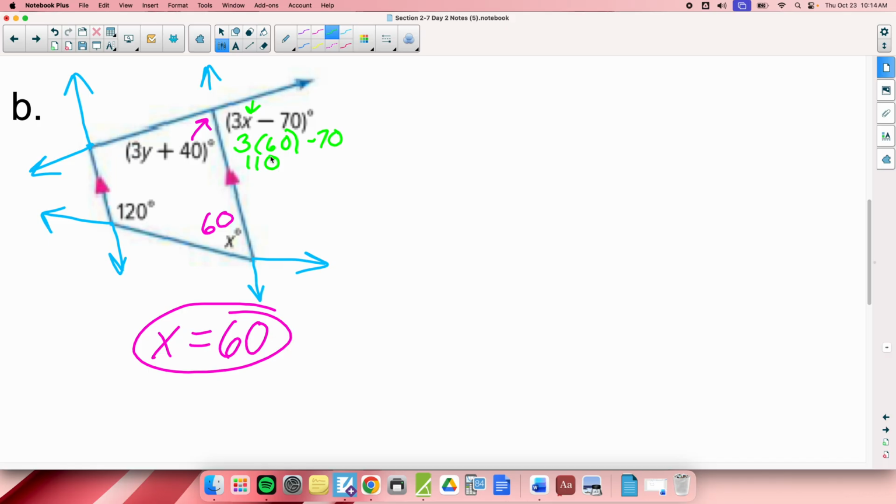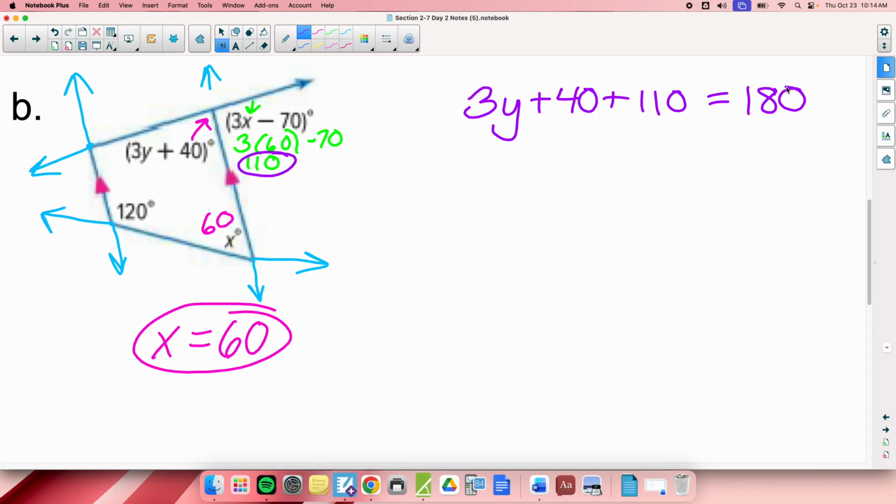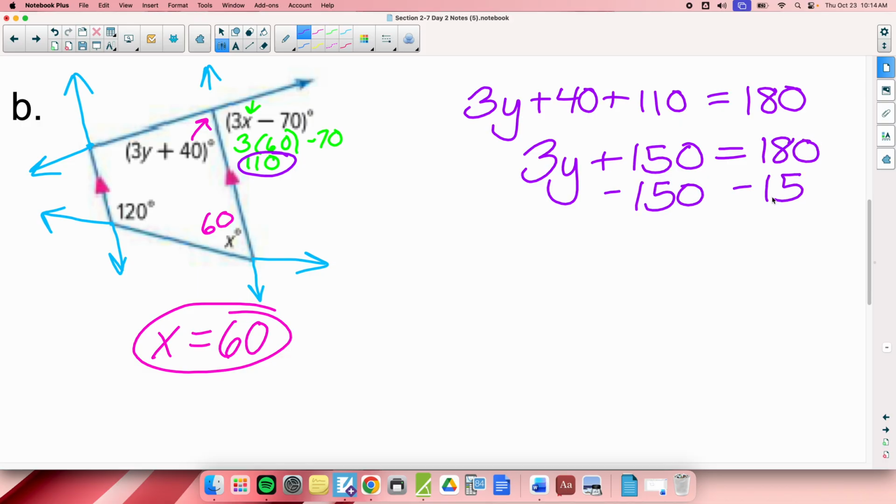What could I do with these two then? You can make a linear pair. Yes. So I can go 3y plus 40, and then I'm going to use the 110 here, not the 3x minus 70, and like Matthew said, that equals 180, okay? So we'd get 3y plus 150 equals 180, subtract 150, and 3y equals 30.